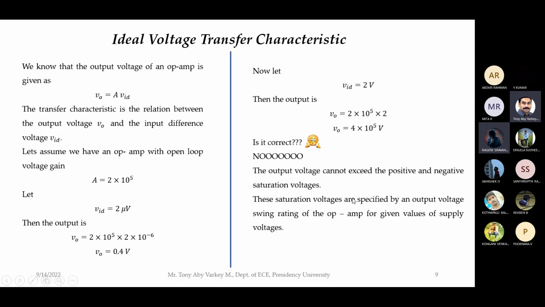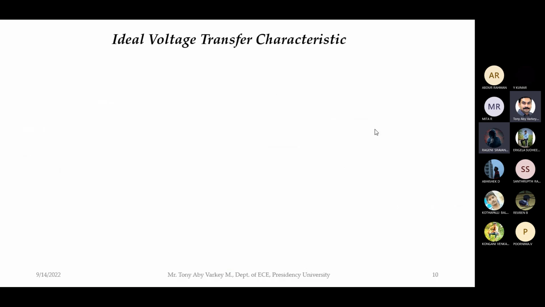Understood? You will not get 4 into 10 power 5 volts. That is a very high voltage. You will never get that high voltage as the output. It is limited by the supply voltage that we are going to give. So it depends on what VCC and VEE you are going to give.